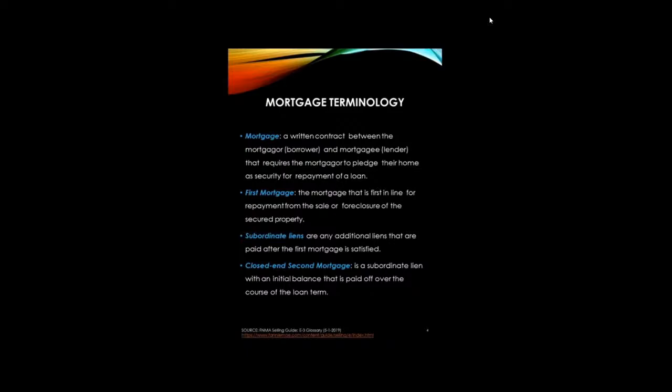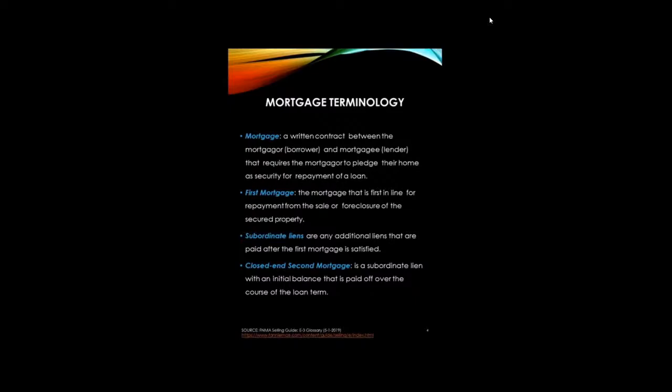The next one is the closed-end second mortgage, which is a subordinate lien with an initial balance that is paid over the course of a loan term. A closed-end second mortgage is basically just like the first mortgage, but there's another loan ahead of it in line for repayment. So you have the first mortgage and then you have a second mortgage. It's usually very similar in terms to the first mortgage. There's a set number of years to repay. The interest rate is set. It could be a variable interest rate if the borrower chooses. And there's a due date, of course, for when you're supposed to pay.